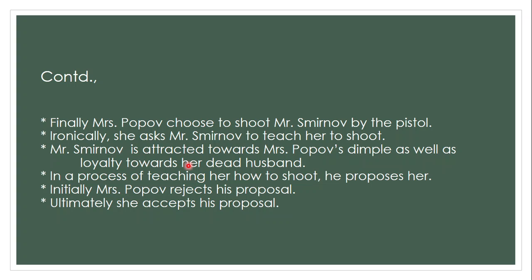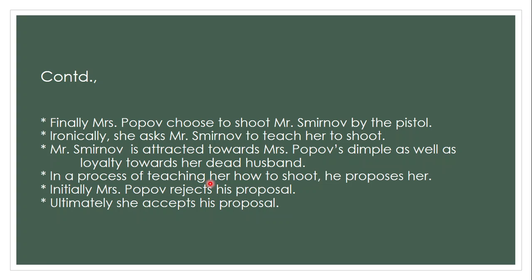Mr. Smirnov is attracted towards Mrs. Popov's dimple as well as her loyalty towards her dead husband, because the dimple looks very cute on her face. He was moved by that and by her loyalty towards her husband. He thought, if I marry her, if I love her, she will be loyal to me. Because he had seen many women in his life, he had a bad experience. He never met a woman like this, very true, genuine, faithful. That's why he moved towards her.